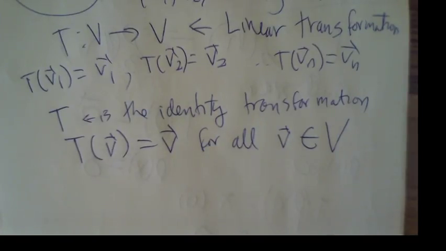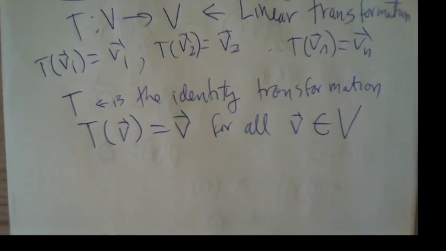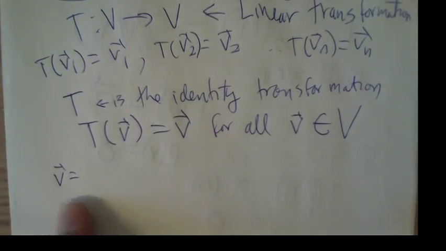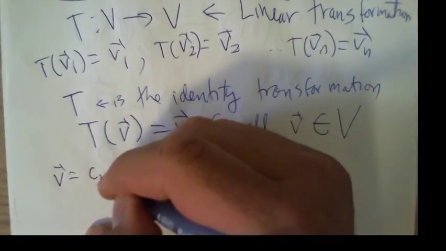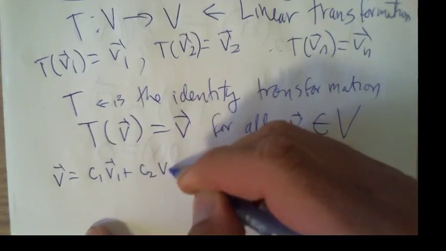But that is okay. Remember when we talked about transformations, we said that it was enough to know what the transformation does to the basis vectors. In this case, this is an exercise where we're going to use properties of linear transformations. For example, since V is in vector space V, I can write it as a linear combination of its basis vectors.